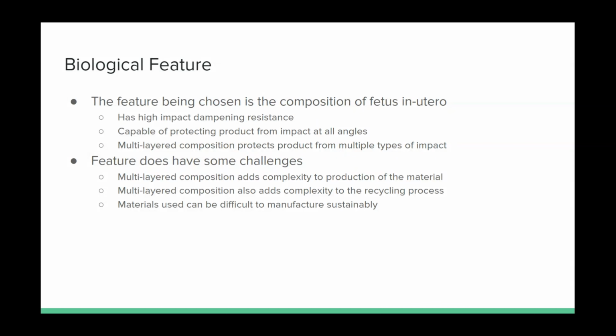The feature does have challenges, though. There are three main types. Two of them come from the multi-layered composition. It adds complexity to the production and complexity to the recycling of the product. If a product has multiple different layers and they're not all the same material, it requires extra time and resources in the production as well as in the recycling in order to get the layers put in properly to add that protection and to get them removed safely for recycling. And the materials used can be difficult to manufacture sustainably. And as you can see in our design later, you'll see how we try to tackle those.